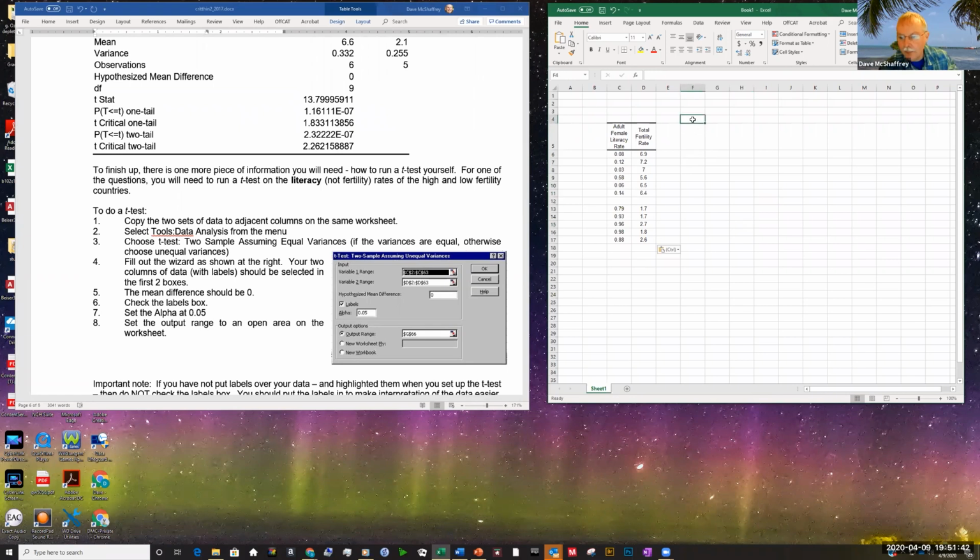So I'm going to start up here. Like I said, I always need room above. And I'm going to put in literacy to remind me what it is. And I'm going to put in low, or excuse me, low, and then I'm going to put in high.